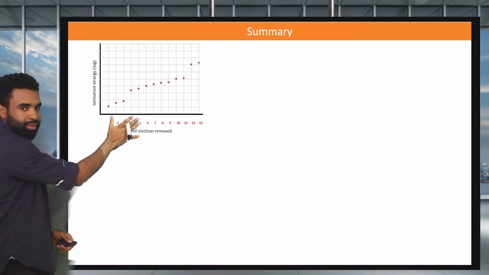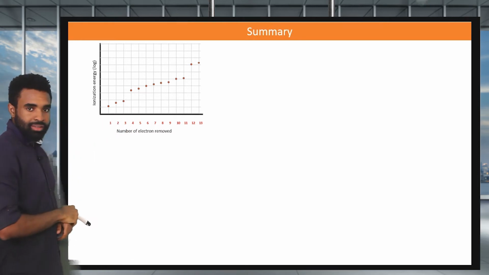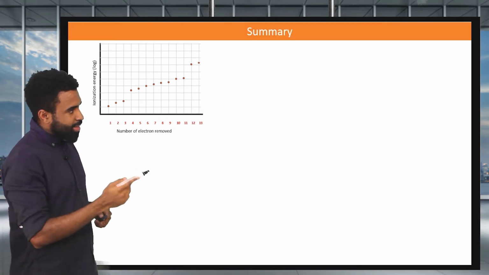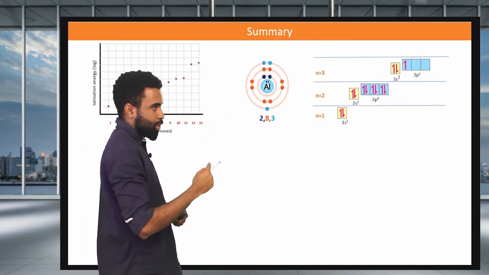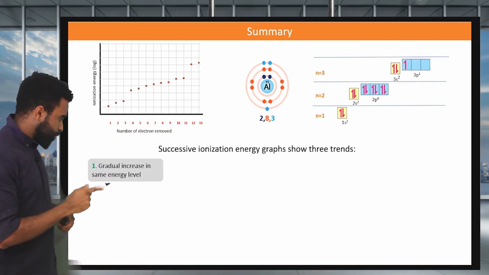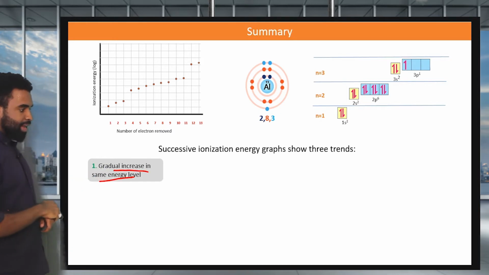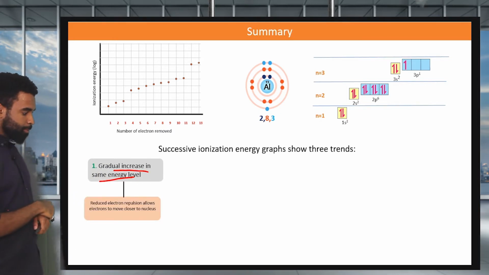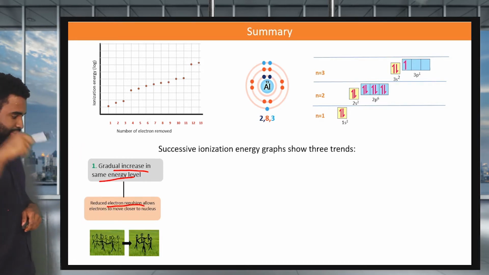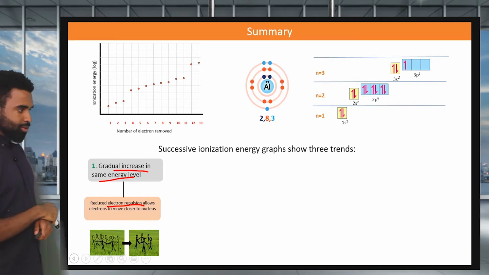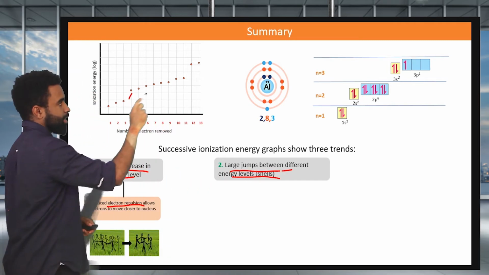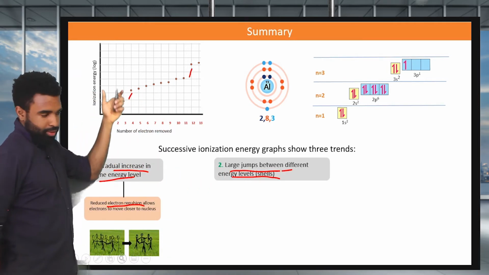So we've gone through this diagram and we're trying to explain the trends. This, remember, is the successive ionization energy data for aluminum. And we said that if you look at either this picture or that picture, you can get a sense of what is going on here. We identified 3 different trends. The first is a gradual increase in ionization energy across the same energy level. And we explained that by reference to the reduced electron repulsion as we take out electrons, as illustrated by that picture there. Secondly, we discussed large jumps between different energy levels here and here. This is just for aluminum. We'll look at some other ones in a second.